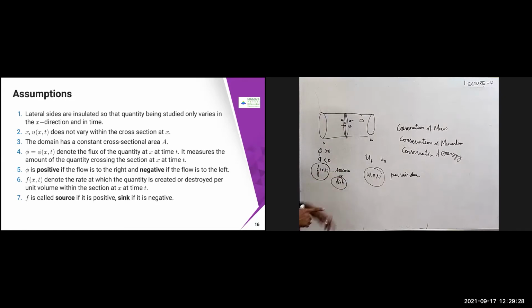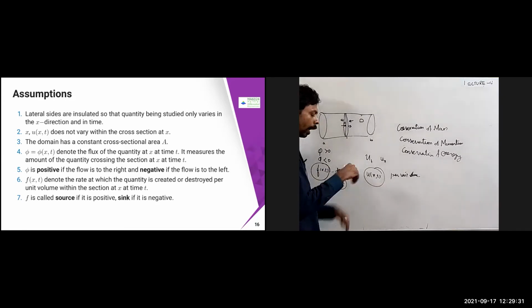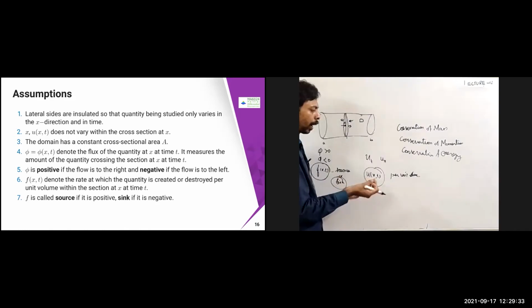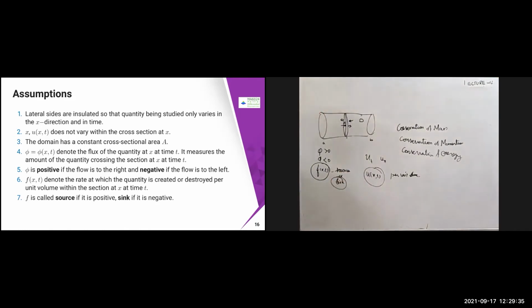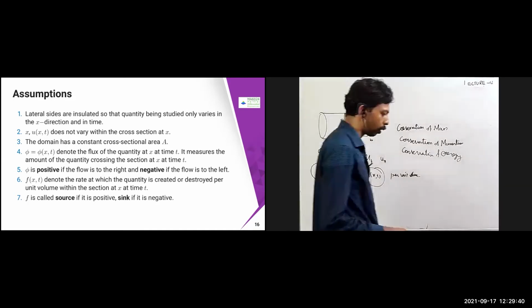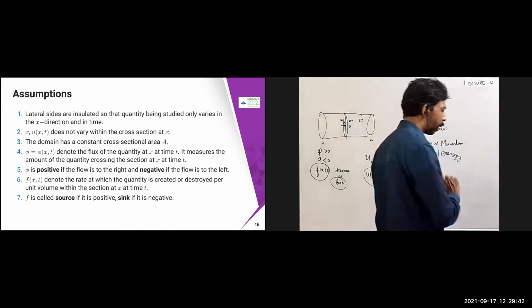Depending on that, if you are adding heat, it is called a source. If you are reducing the heat, then it is called a sink. That is the reason it is called so. If it is positive, it is a source. If it is negative, it is a sink. So that is another constant like that. These are all the assumptions.